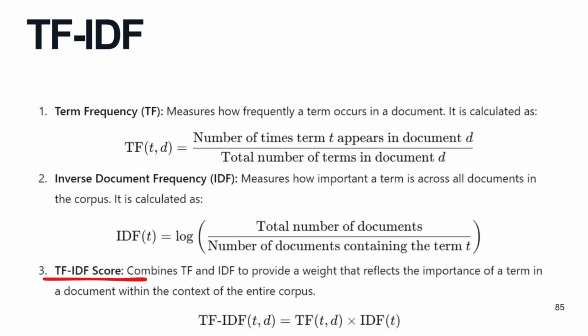The TF-IDF score is the product of your TF and IDF factors. It helps highlight words that are frequent in a document but not common across many documents, marking them as important. So this is the formula that we use for the TF-IDF calculation. It's pretty standard.